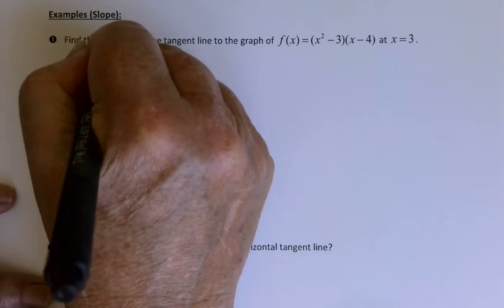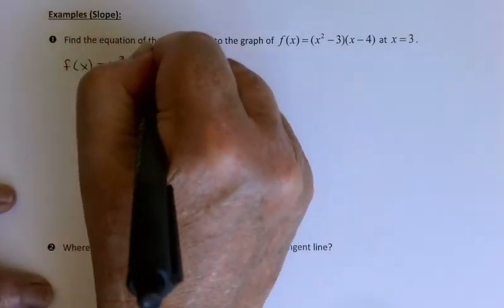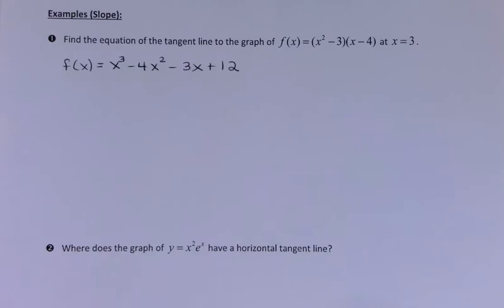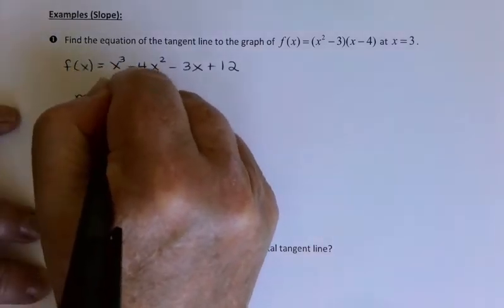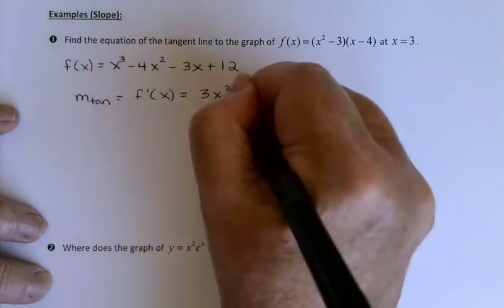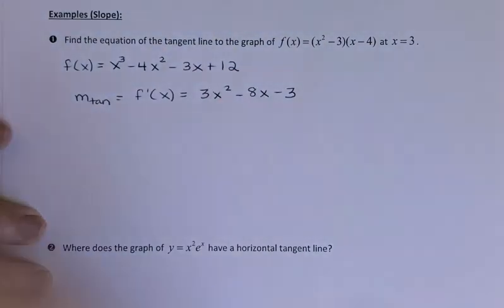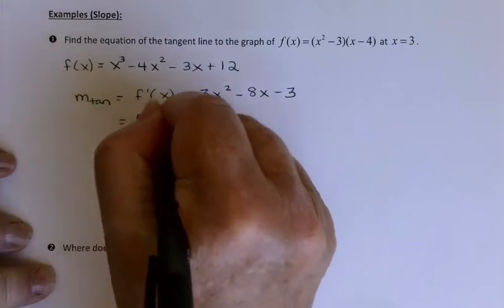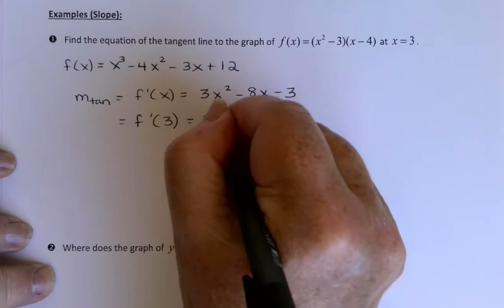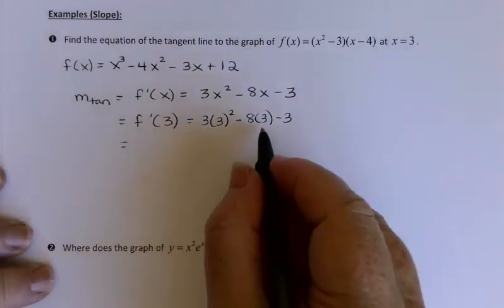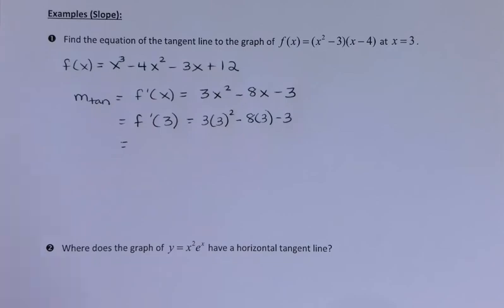I'm going to say f of x is x cubed minus 4x squared minus 3x plus 12. And so when I want to find the slope, I'll use the derivative, which is 3x squared minus 8x minus 3. And specifically, we're interested in this slope when x is 3. So f prime of 3 gives me a slope of 27 minus, gosh, that was unfortunate. That one's actually 0. That's all right. We'll be okay. It did give me 0.